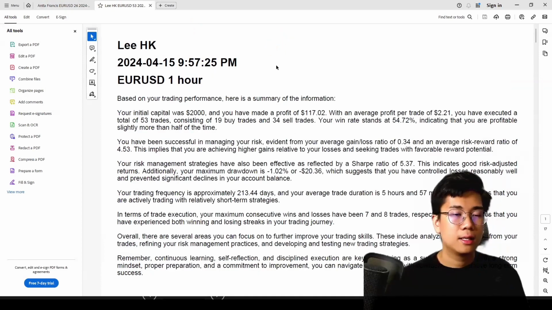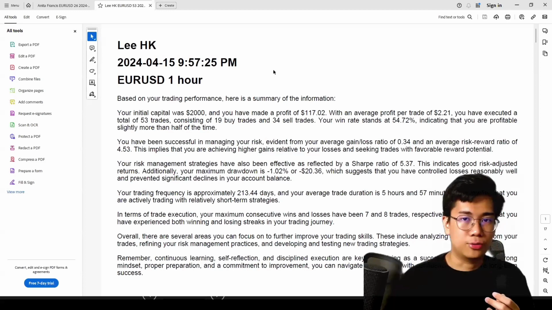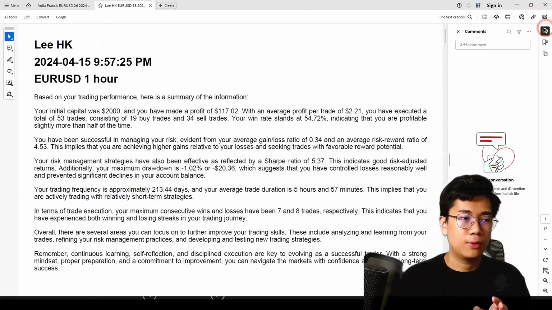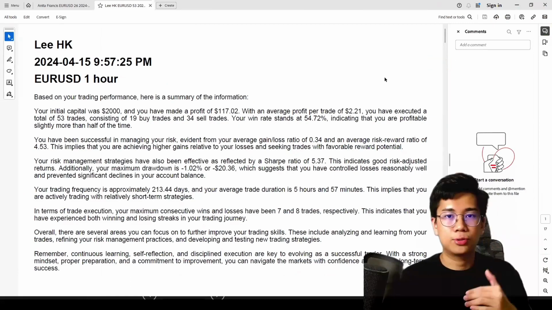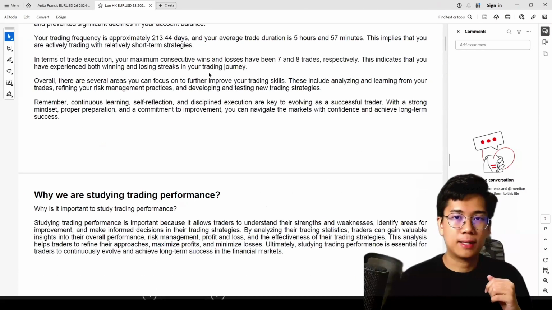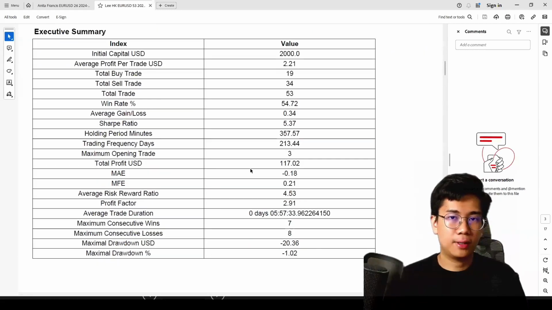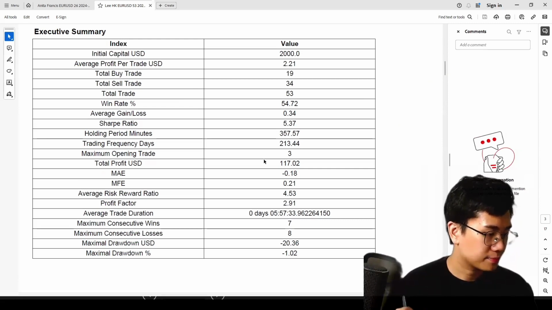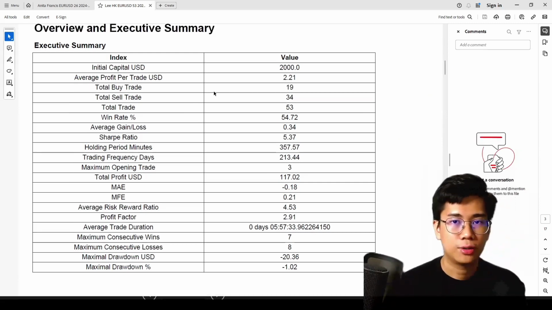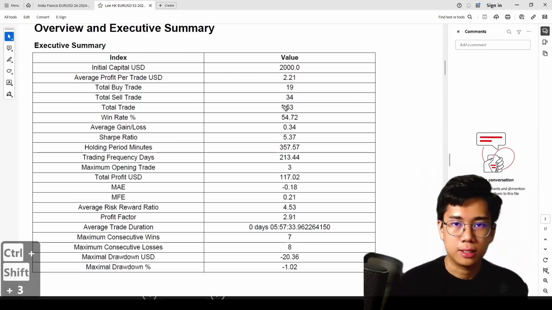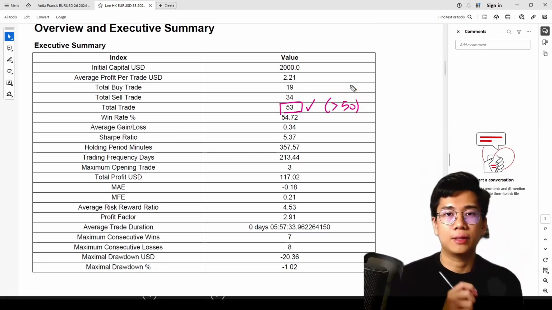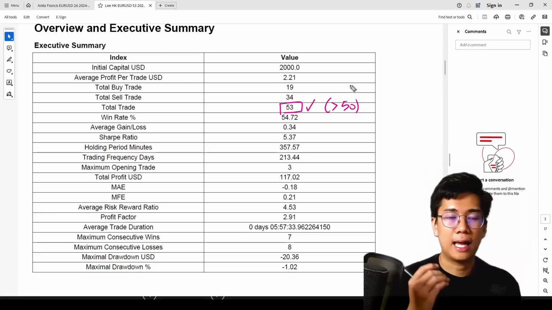Okay. Since Lee is in the room, I will take Lee as an example of how to read this report, so that when you get your report, you can go through it together with us. At the start, the report summarizes everything you have done. There are a few metrics you can use as a reference. First is your total number of trades. Yesterday you did 53 trades, which is very good. As long as it's more than 15 trades, the report is good enough to analyze.